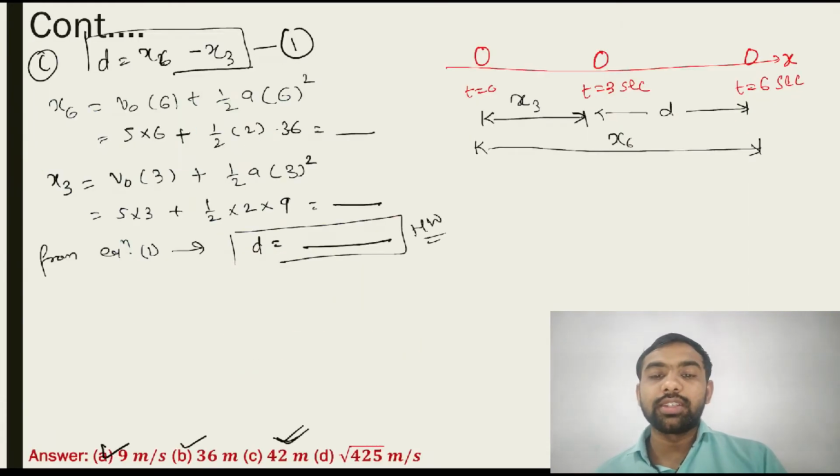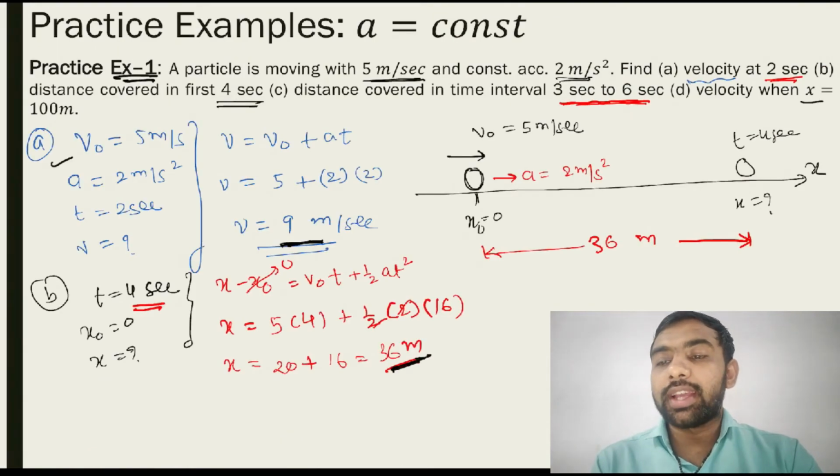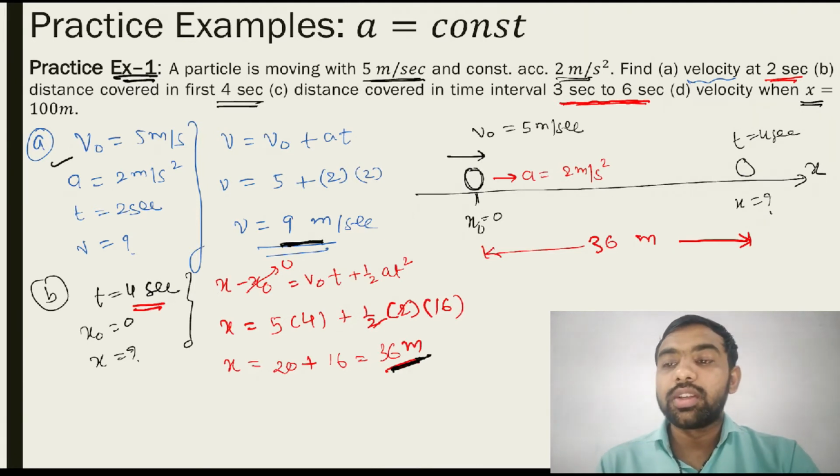Okay, similarly your third answer is what? After calculation, 42 meters. So the remaining calculation is homework. Let's solve one last example: the velocity when x is equal to 100 meters. We have to find the velocity at a particular position.